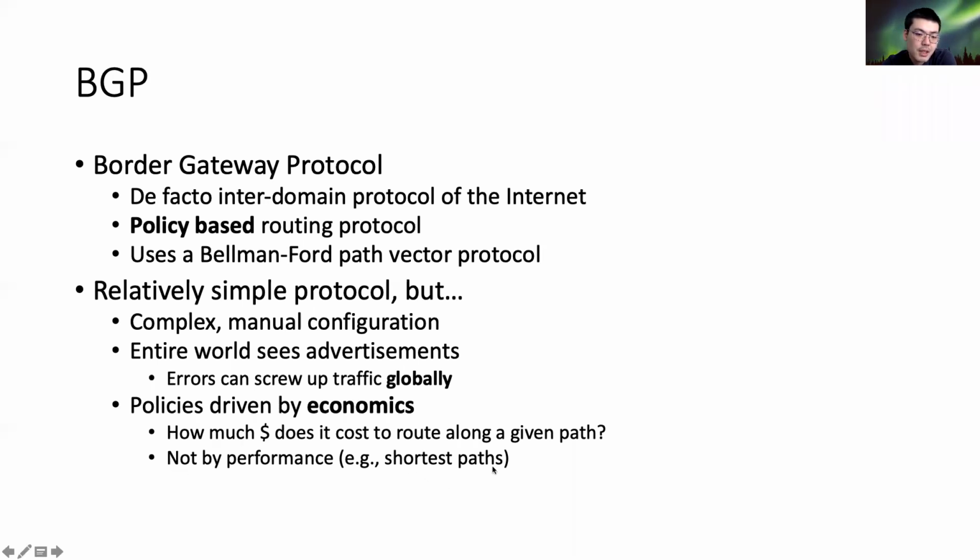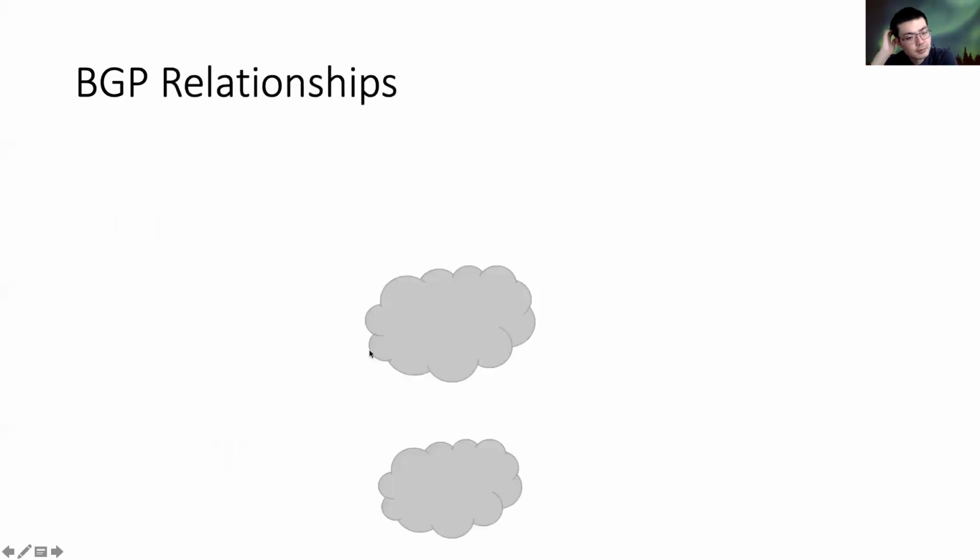I say if it's a shorter path, it's the lowest latency, but it's expensive, or it's my competitor's AS, I won't route it through it. So economics is actually a dominating factor. Okay, so let's see an example to understand why this policy can happen.